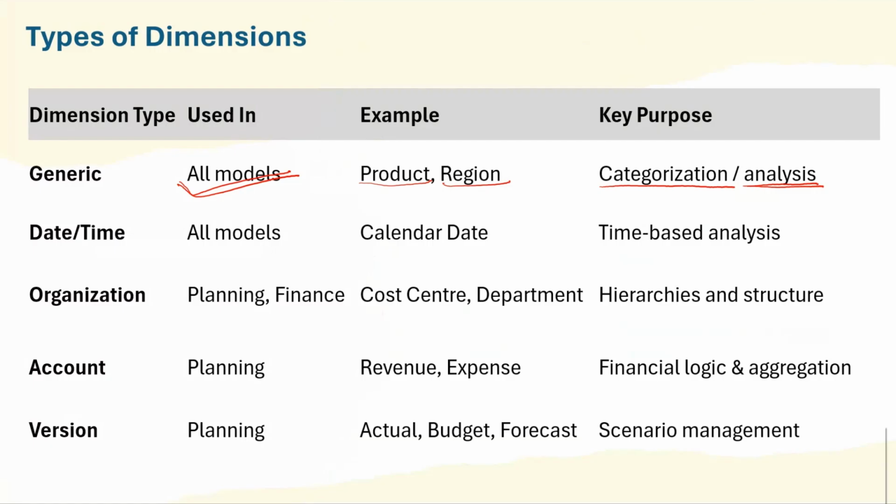Now date and time. Date and time again can be used in all kinds of import models like analytic and planning. Examples can be calendar date, period, year month, or month, posting date, document date. So there are so many dates available in the transaction that can be used as a date time dimension. The purpose of this dimension is to perform the time based analysis. For example, if we are creating a balance sheet report, we need to know for which month this balance is. So we need a particular month and year to select, so that we will come to know this is my balance for so and so month.